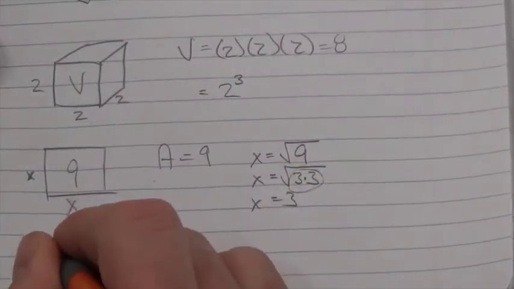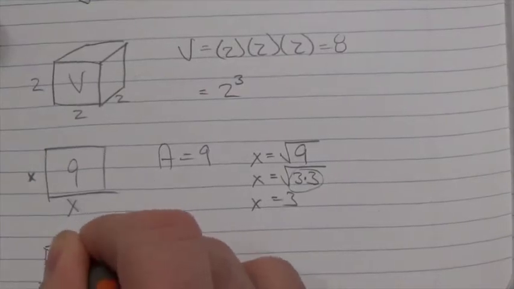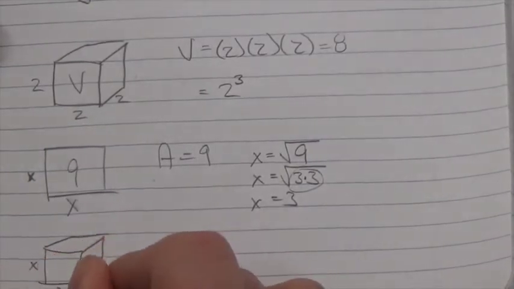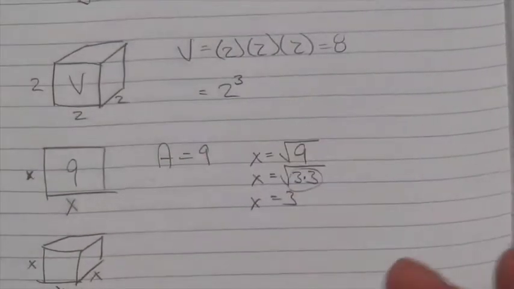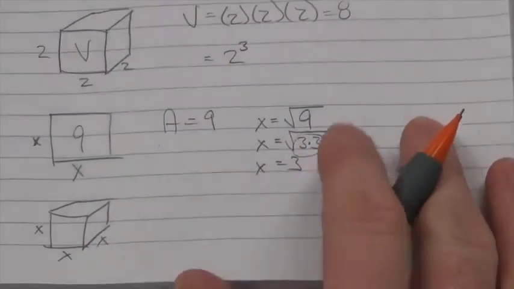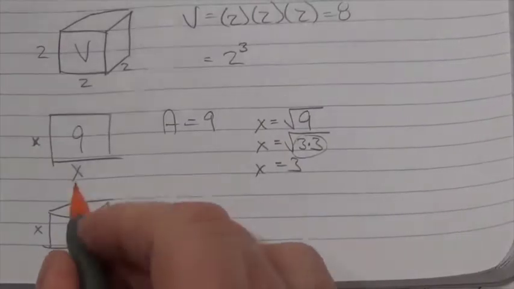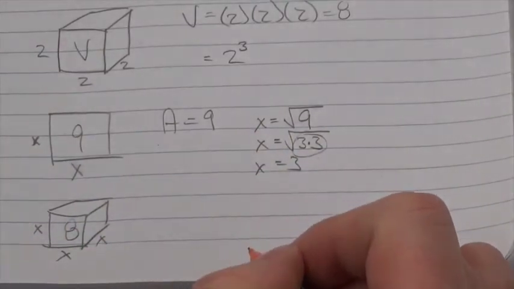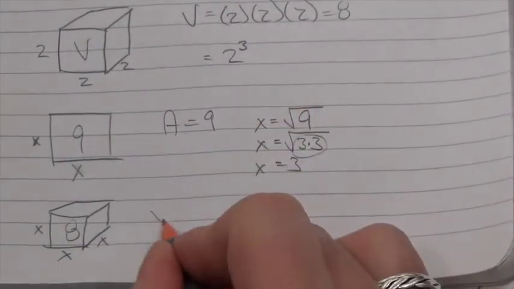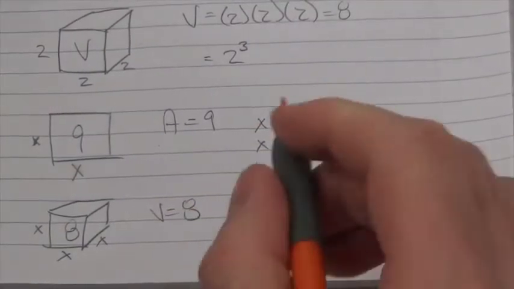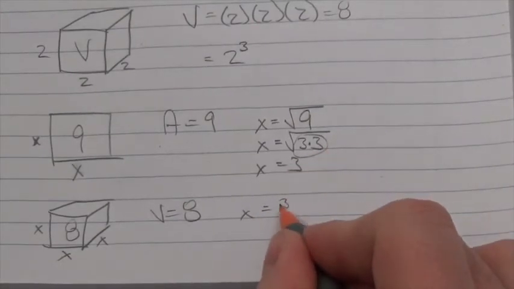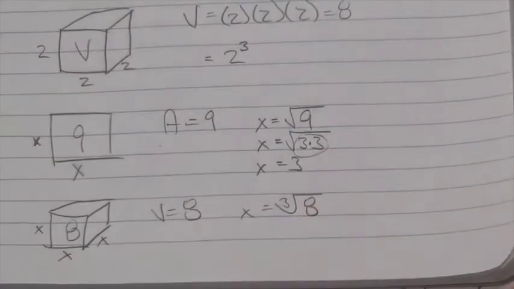Let's say we've got a cube. Okay? And again, I don't know what the sides are, x, x, x, but I know that with a cube, all of those sides are the same. Let's say that the area of this cube here is 8. Sorry, area. That was not what I meant to say at all. Volume. Let's say the volume is equal to 8. Well, then I know that the side length is going to be the cube root of that volume.